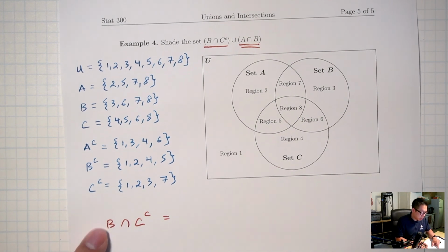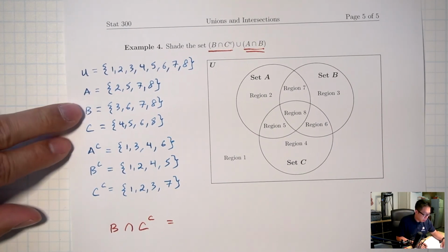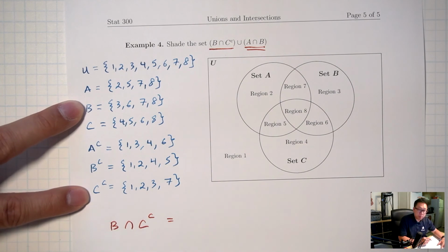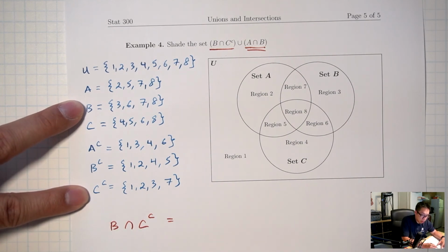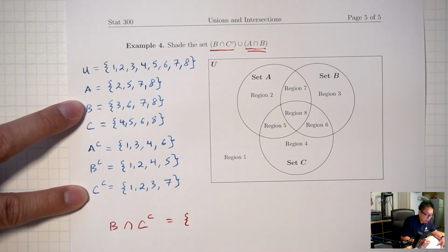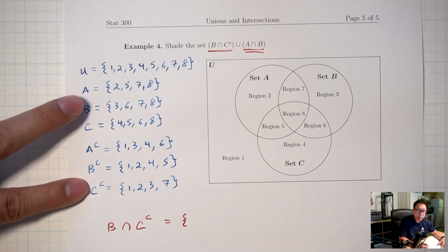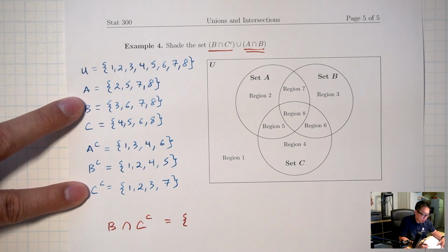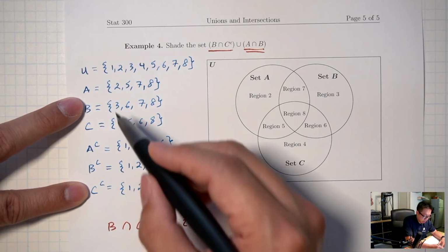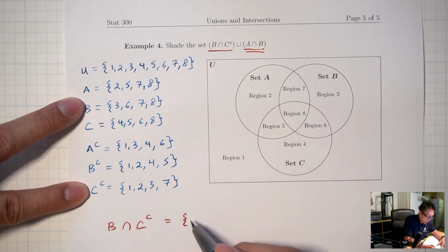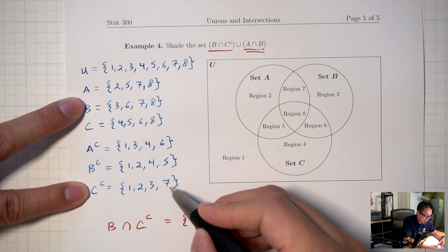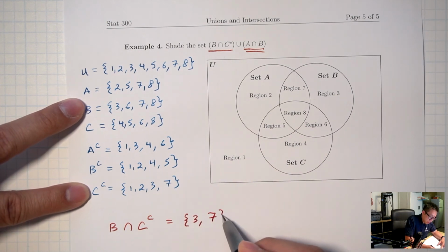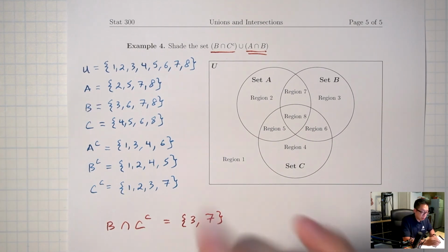Okay, so where's regular B? Regular B is here. And then C complement is down here. Okay, so this is saying intersect. So intersect meaning the overlap. Overlap meaning I want the numbers that are in both sets at the same time. So regular B and C complement. What numbers are in both sets at the same time? I see 3 in both. And I also see 7 that's in both. Okay, that's the one on the left.